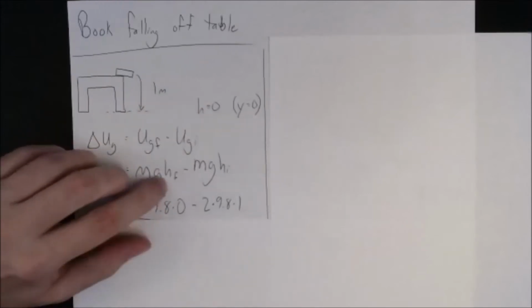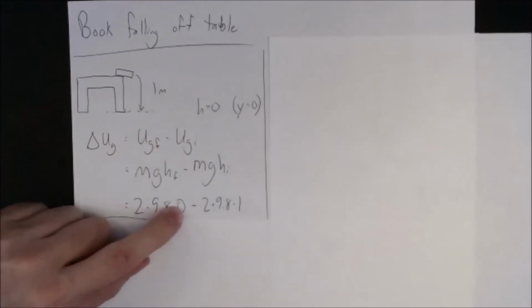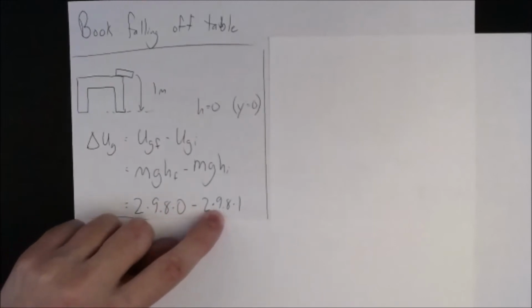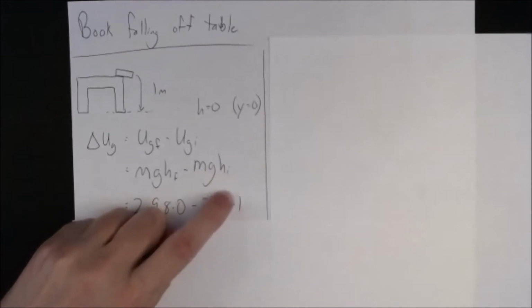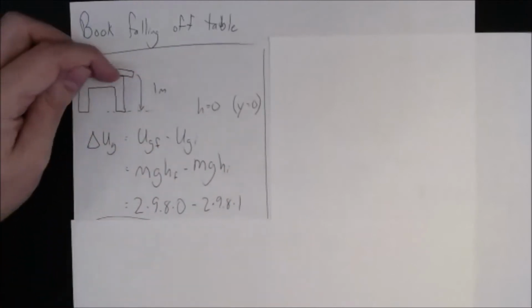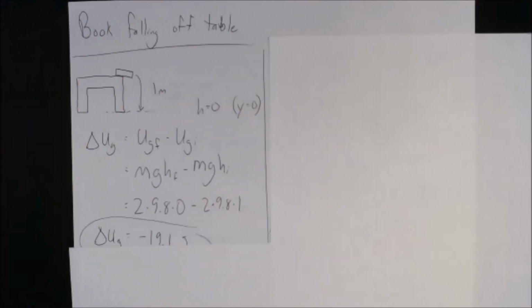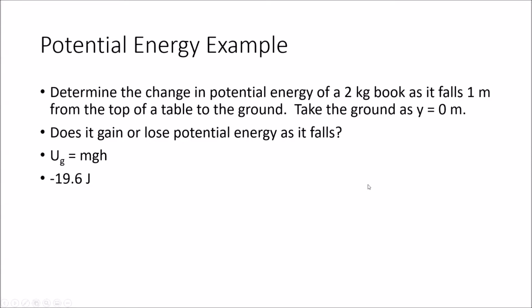The final height is 0 because it hits the floor, and so that term goes to 0, and you just get negative the mass, 2, times the acceleration, 9.8, times the height initial, which is 1, because it started off at a height of 1 meter. You plug that into your calculator, you get that it was negative 19.6 joules. That's this version of the problem, but there's another version.